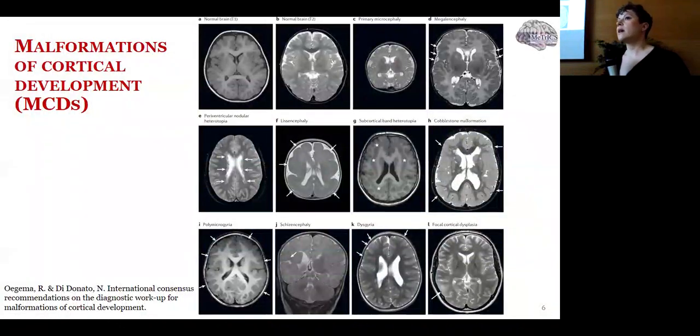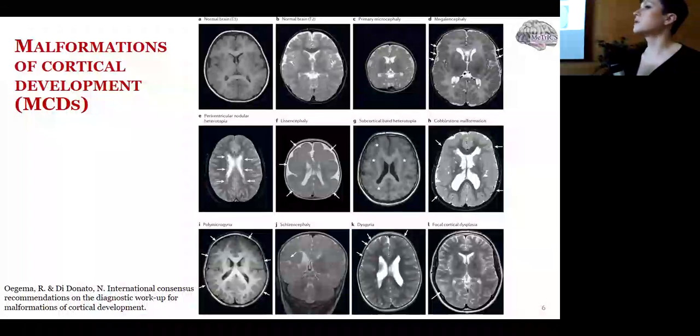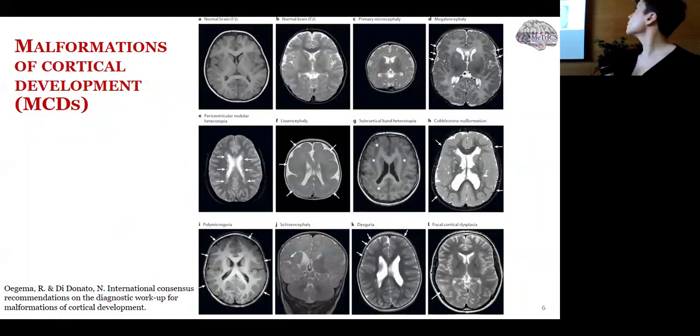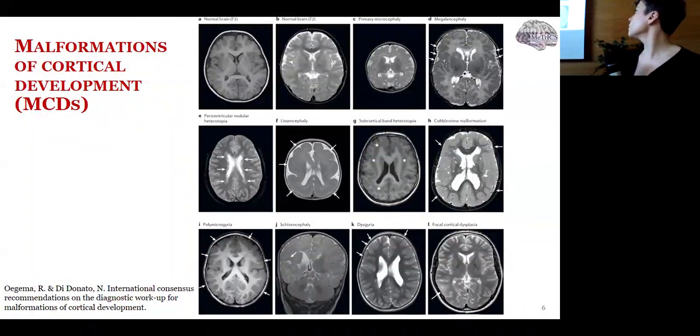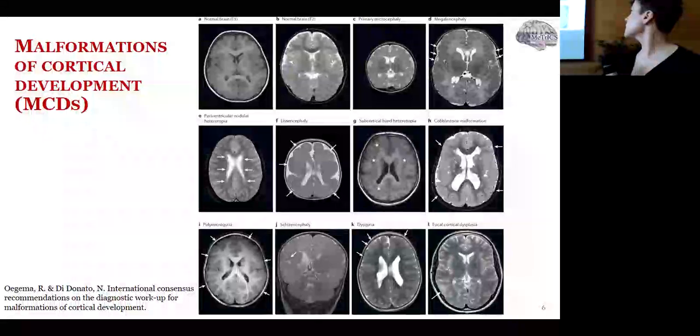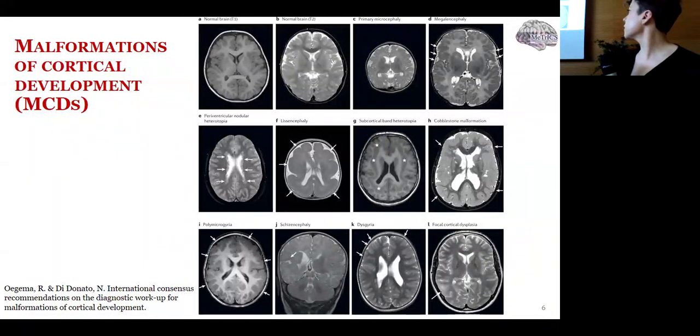But what we know is that errors at any stage of this process of cortical development result in well-characterized malformations of cortical development. So we have microcephaly, which is extremely small brains, megalencephaly, extremely large brains, heterotopia, where some of the neurons fail to fully migrate to the cortex, so you get a band of grey matter within the white matter, lissencephaly, overly smooth brains, polymicrogyria, an overabundance of shallow folds, and focal cortical dysplasias, which appear very subtly on structural MRI.